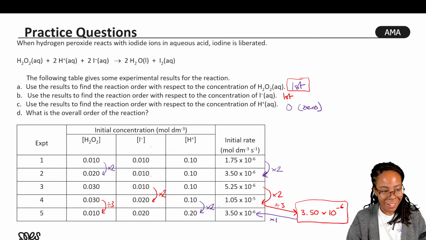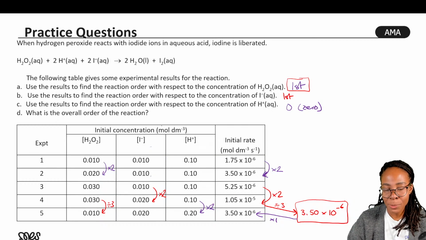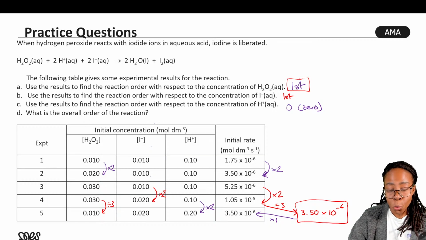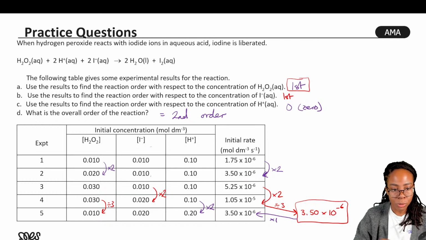Very last thing before we have to go, because, oh gosh, I'm going to be late. The overall order for the reaction, we just add together the individual orders. So first order plus 0 order gives us second order as the overall order.